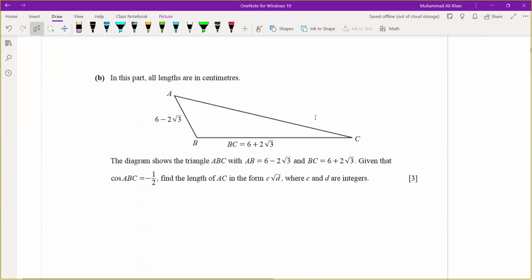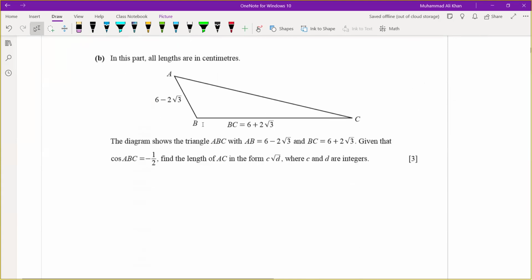And in the B part, the diagram shows the triangle. Given that cos ABC is minus half, find the length of AC. We have to calculate the length of AC. With the help of the cos rule, you are able to calculate the length of AC. It's a simple question. I'm not doing this.